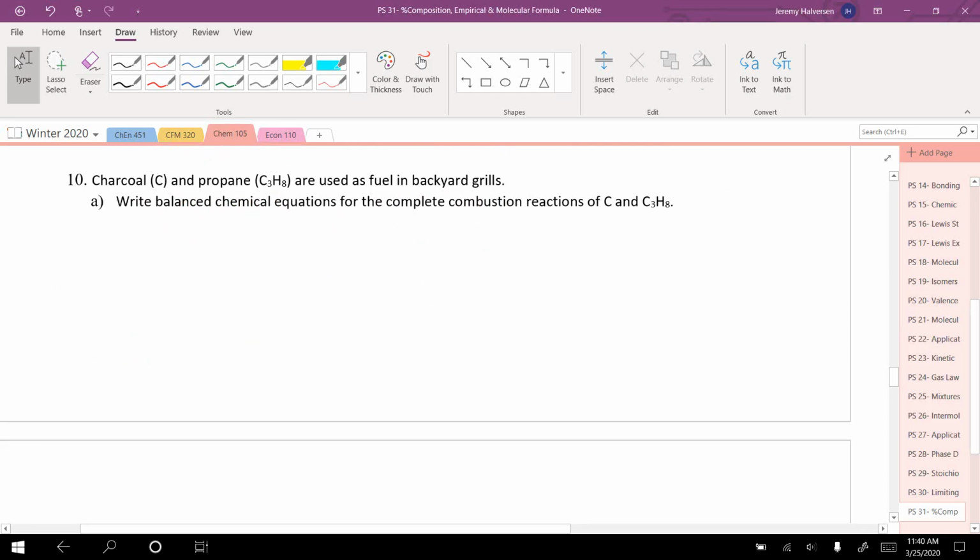Charcoal and propane are used as fuel in backyard grills. Write a balanced chemical equation for the complete combustion of C and of C3H8. So carbon, if we're combusting, we're adding oxygen, and we're going to get CO2. C3H8, we're also combusting it, so we're adding oxygen. We're going to get CO2. We're also going to get water in this case because there's hydrogen in the compound. Need to balance, so 3 carbons gives 3 CO2, 8 hydrogens gives 4 water. That means 6 plus 4 gives 10, so we need 5 oxygens right there.